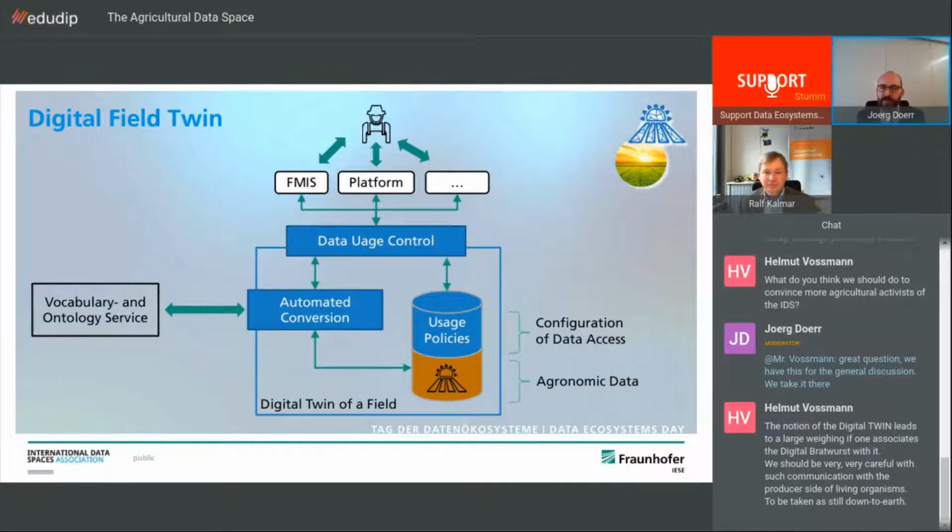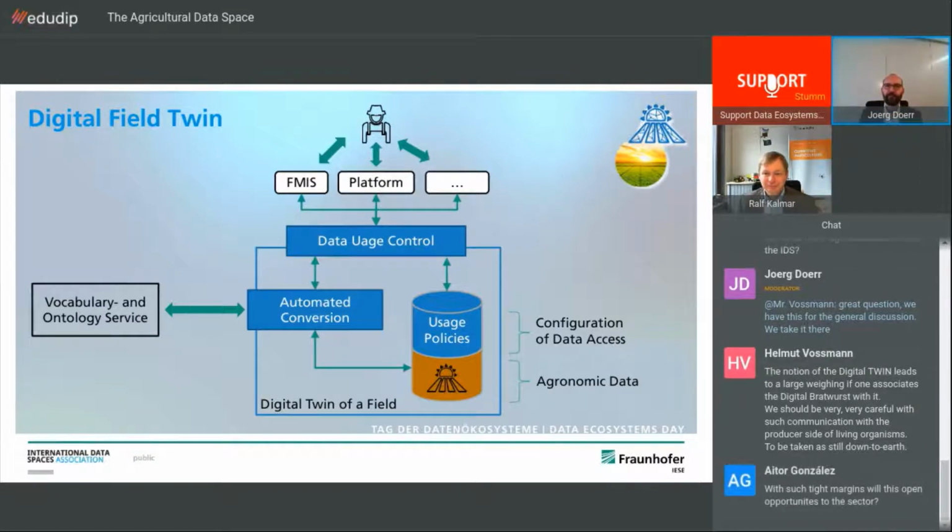Okay, no more further questions arrived, Ralf? There is one. With such tight margins, will this open opportunities to the sector? Now I understand, yeah.